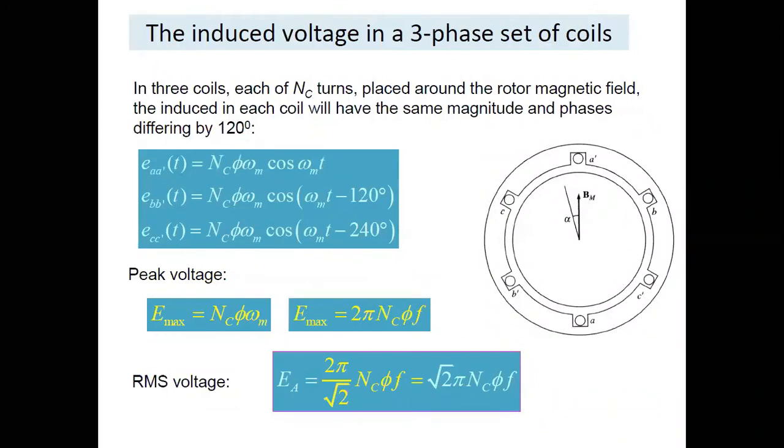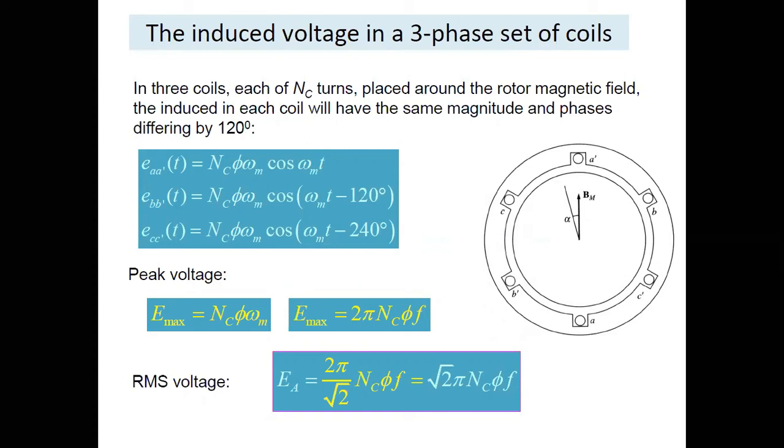Let's see about the induced voltages in a three-phase set of coils. In three coils, each of NC turns placed around the rotor magnetic field, the induced voltage in each coil will have the same magnitude and phase differing by 120 degrees electrical. As we all know, synchronous generators are three-phase, generating three-phase electrical power. So each phase is displaced by 120 degrees electrical.